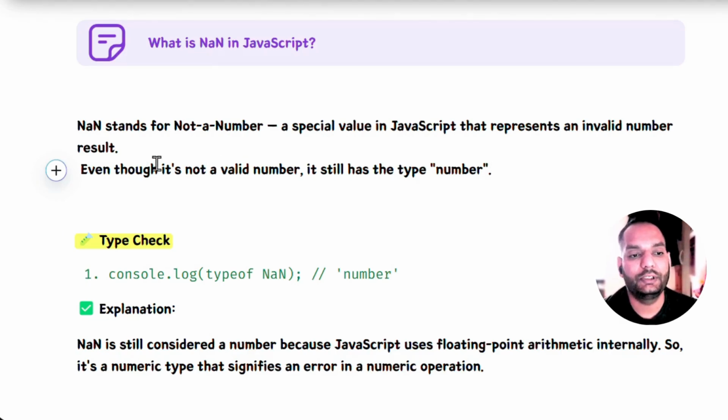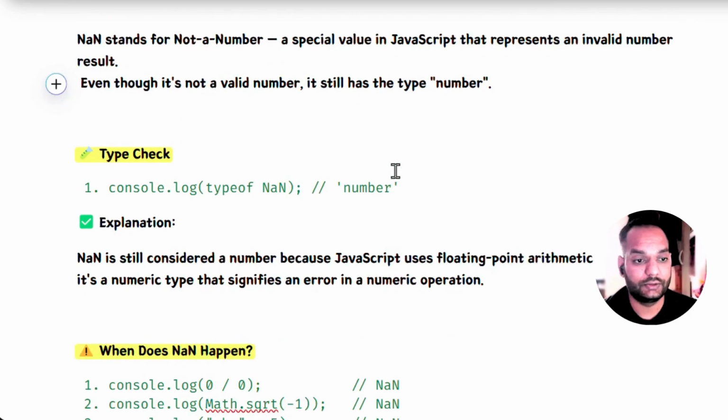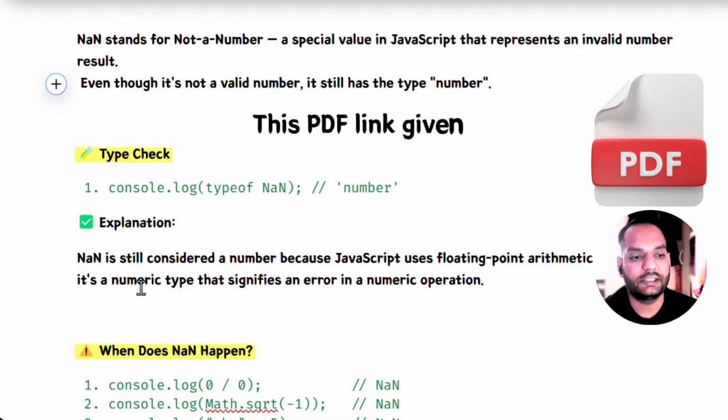Even though it's not a valid number, it still has the type of number. We can type check with console.log by typing typeof NaN, and it will show us that it is a number value in JavaScript. The explanation is that NaN is still considered a number because JavaScript uses floating point arithmetic internally. It's a numeric type that signifies an error in numeric operations.